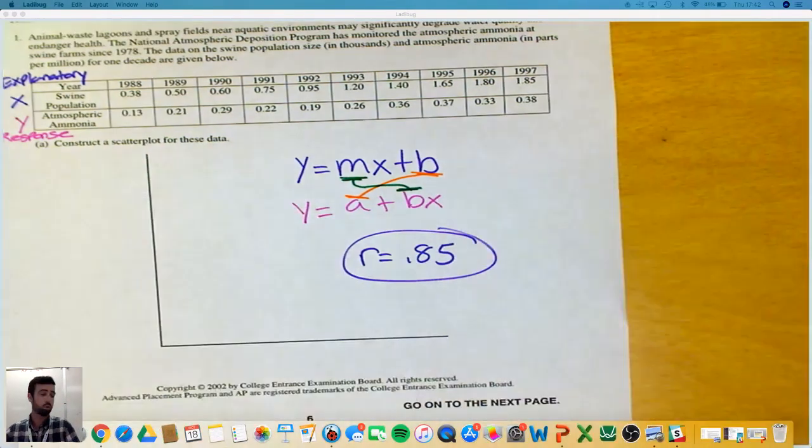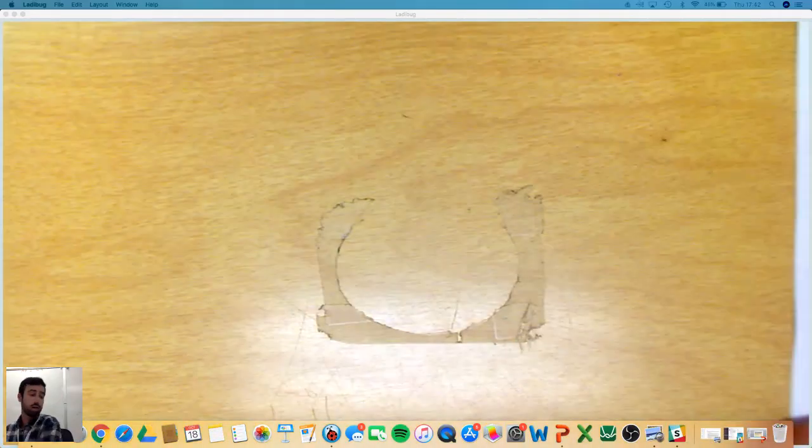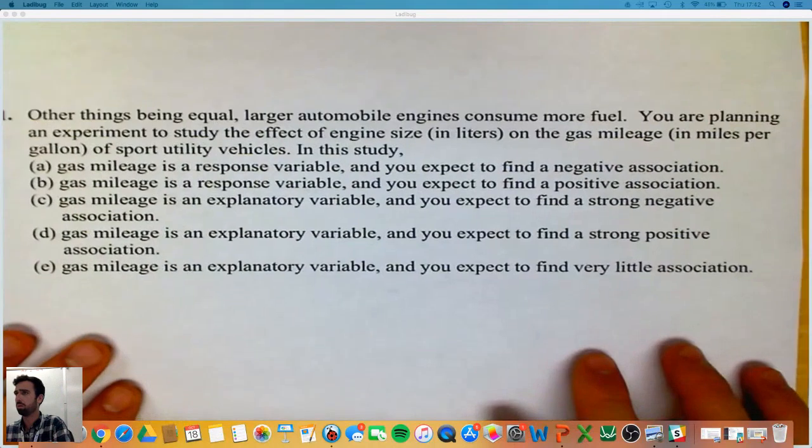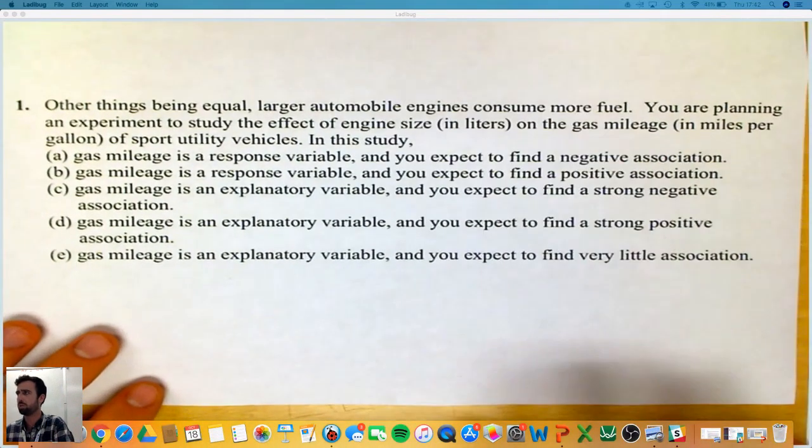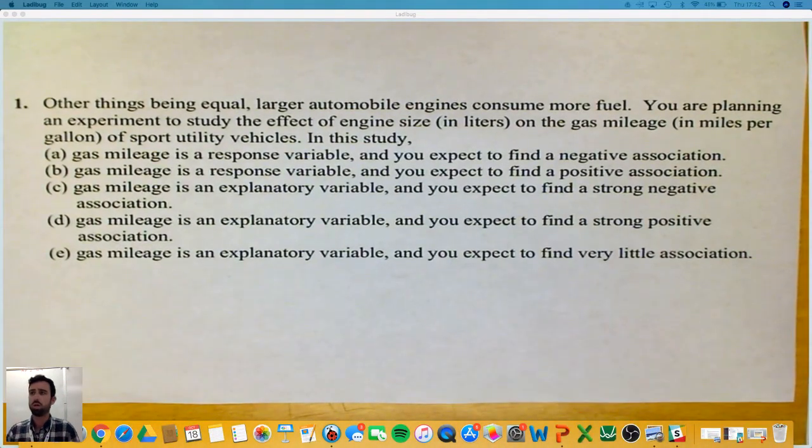Now let's go into a couple multiple choice problems, and then we'll get you out of here. Here's our first multiple choice problem about explanatory versus response variables. Other things being equal, larger automobile engines consume more fuel. You're planning an experiment to study the effect of engine size in liters on gas mileage in miles per gallon of sports utility vehicles. In this study, A, gas mileage is the response variable, and you expect to find a negative association.